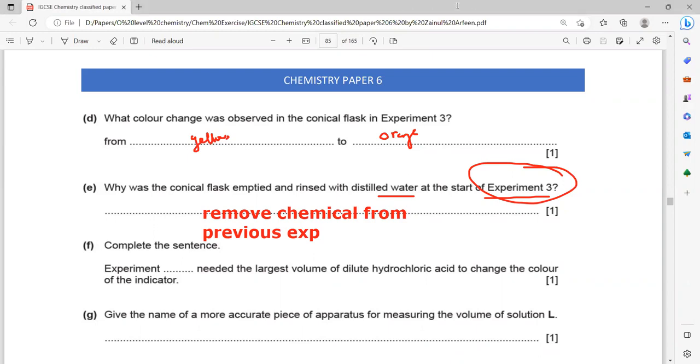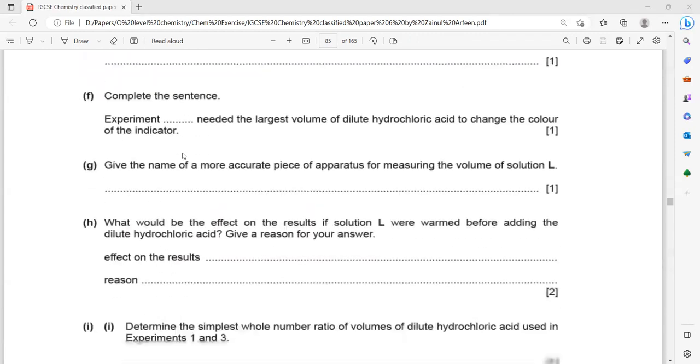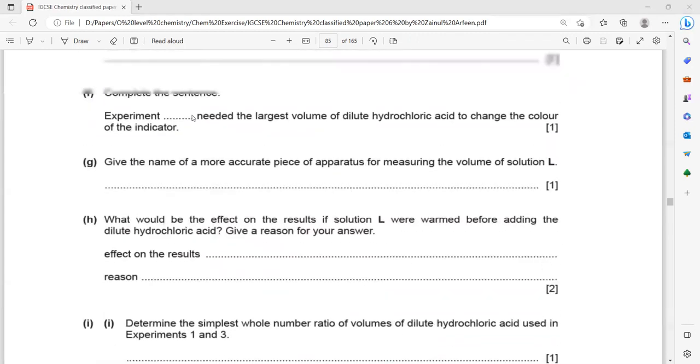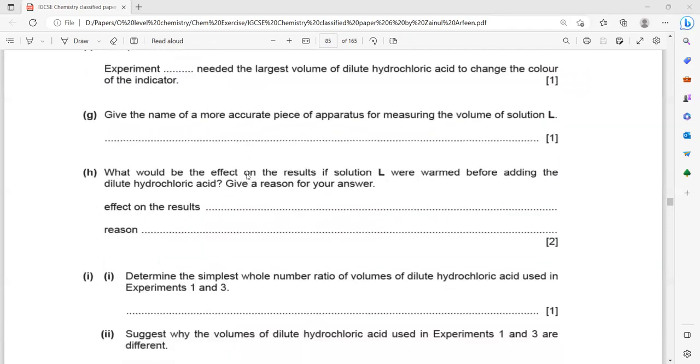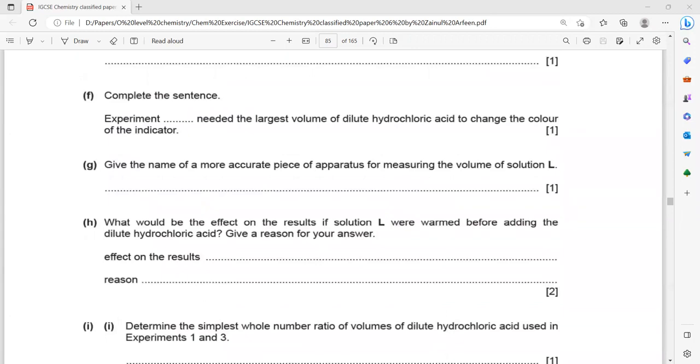Then complete the sentence. Experiment dash needed the largest volume of hydrochloric acid. Which experiment had a greater difference? We did the 3 experiments. Yeah, that's right. So experiment 3 needed the largest volume.